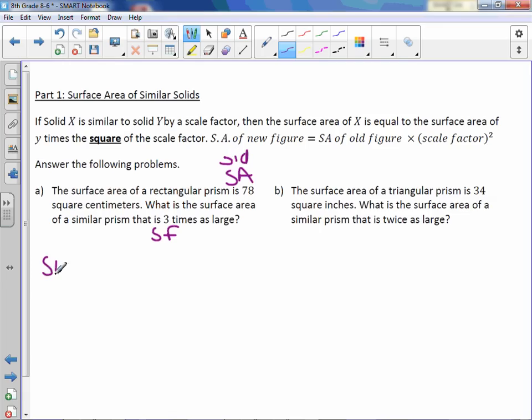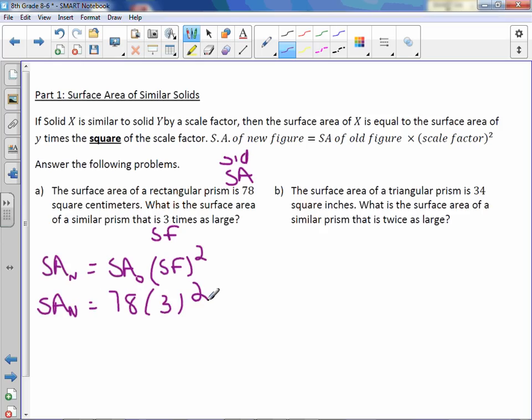So to find our new surface area, I'll just put an N for new, it equals our old surface area, O for old, times our scale factor squared. So the surface area of the new equals 78 times 3 squared. Plug it in, and you get your new surface area of 702 square centimeters.